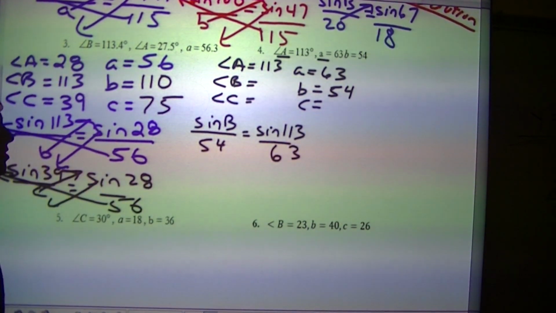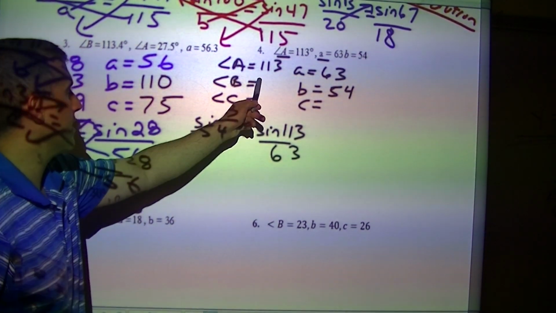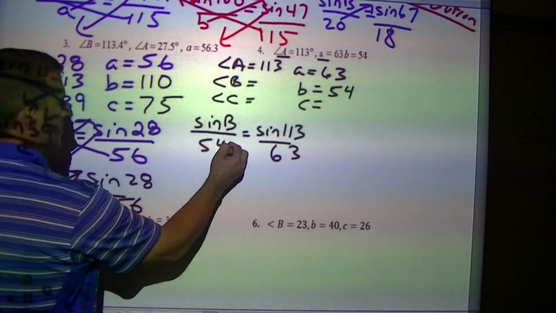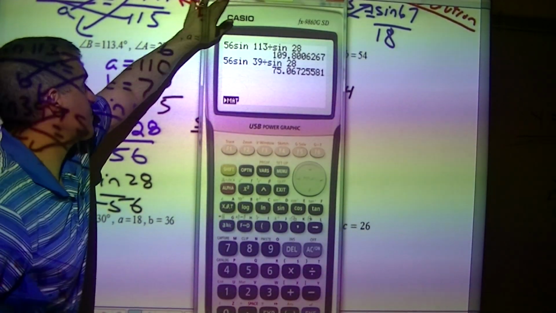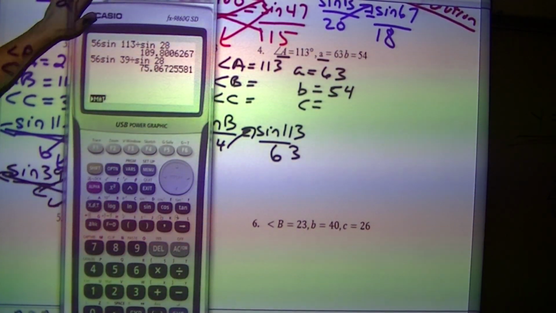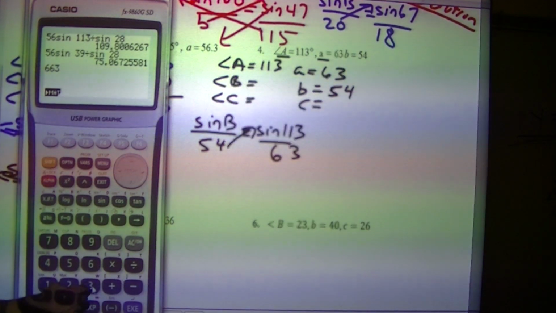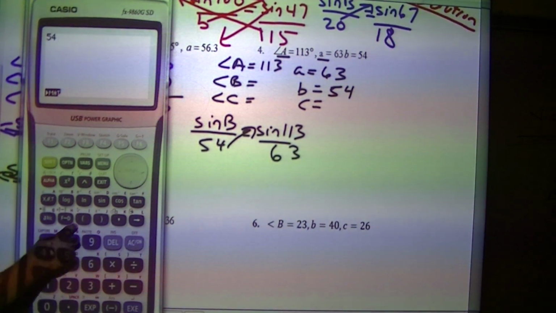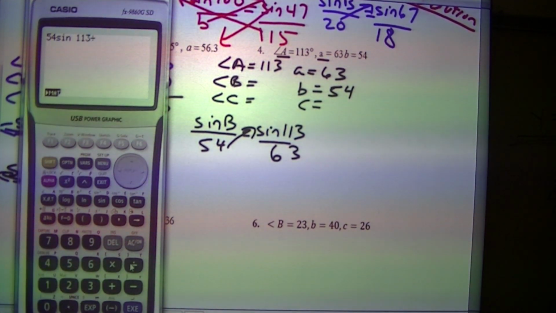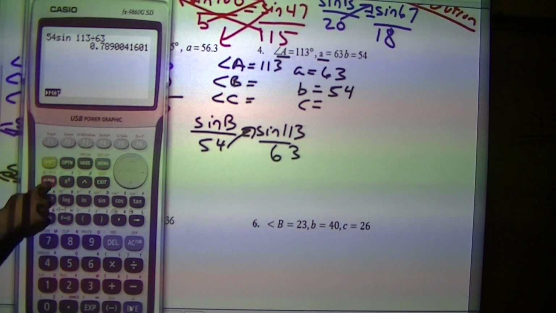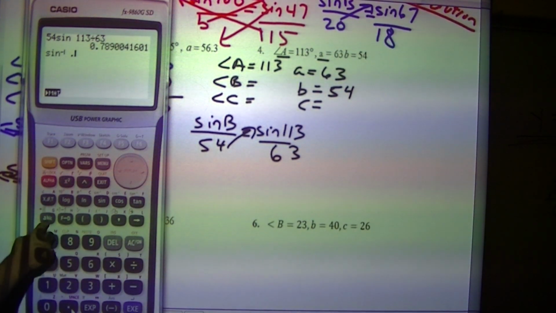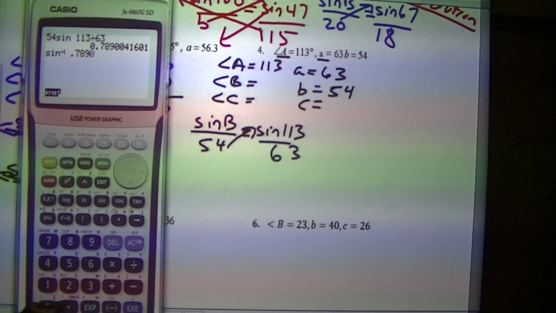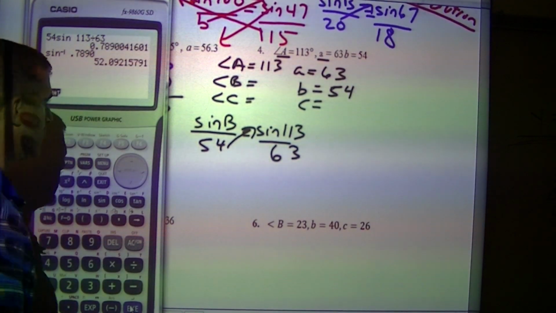The reason why I chose those was I had both of those and I had one of the other ones. So 54 is going to go up there. So I've got 54 sine of 113 divided by 63. Now I'm going to do inverse sine, so sine -1 of 0.7890, and I get 52 degrees.